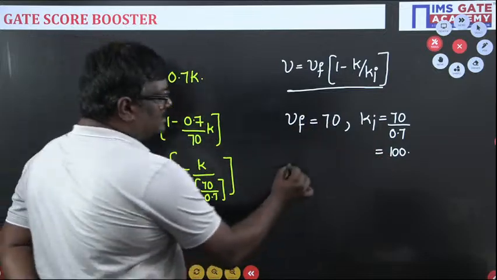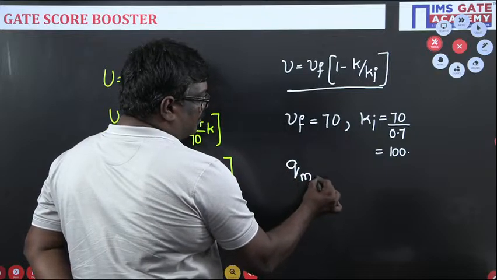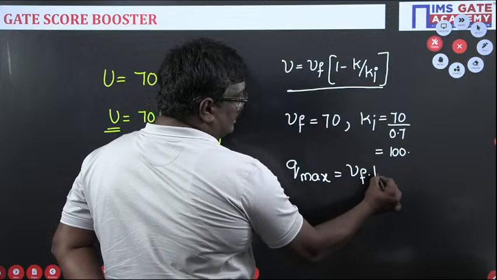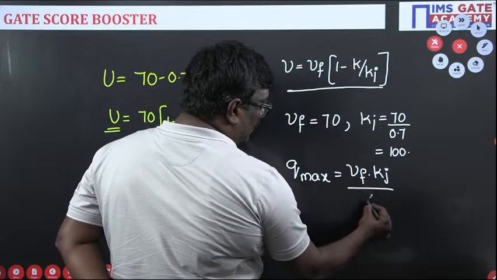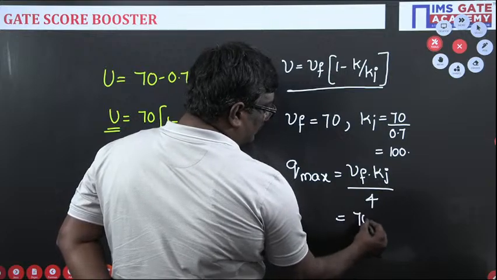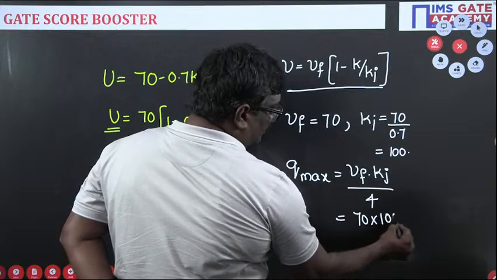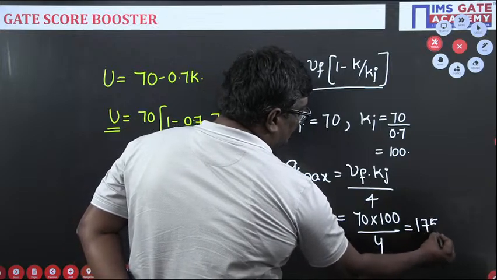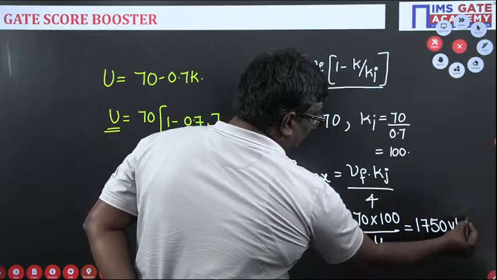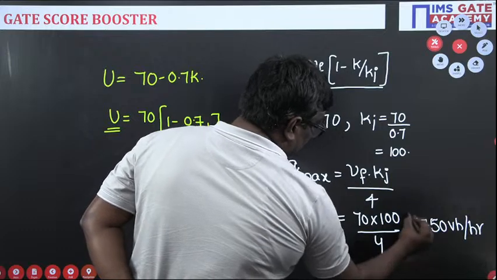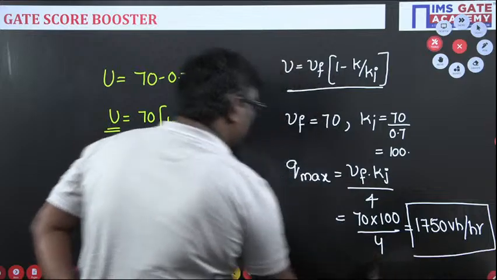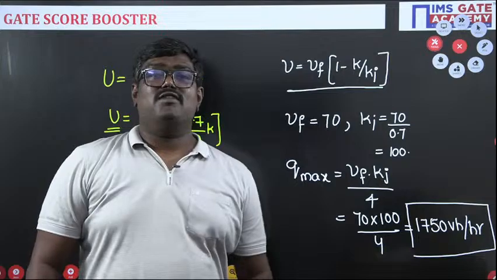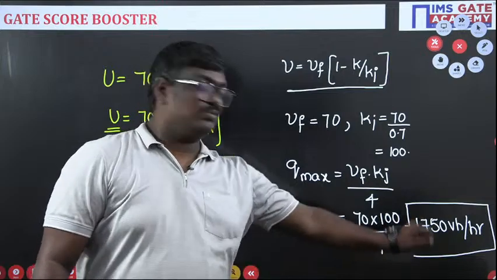Now what is the maximum traffic flow we have? Maximum traffic flow is equal to Vf into kj by 4. So Vf into kj by 4 is nothing but 70 into 100 divided by 4, which is equal to 1750 vehicles per hour. What is the maximum traffic volume? The maximum traffic volume is nothing but 1750 vehicles per hour.